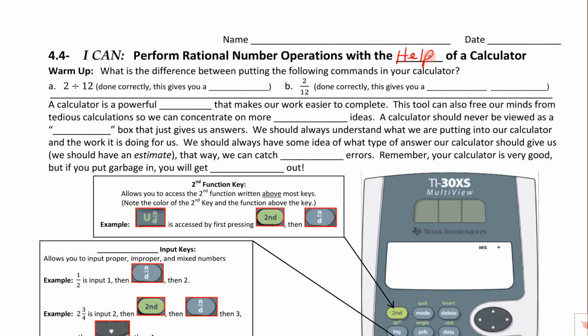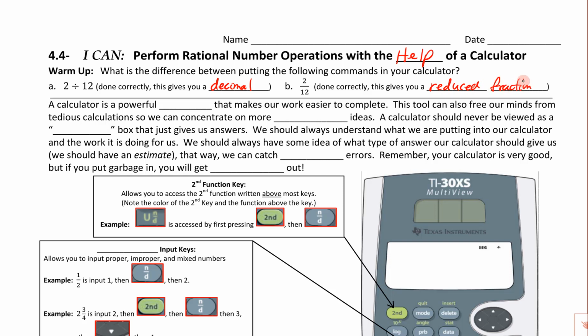In the warm-up it says, what is the difference between putting the following commands into your calculator? This one looks like 2 divided by 12, and this one also looks like 2 divided by 12, maybe a little more in fraction form. The first thing you want to know about a calculator is it makes a difference the way you put things in. If you do this one correctly, 2 divided by 12, it's going to give you a decimal. Let's write decimal right here. And if you do this one correctly, it will give you a reduced fraction, or a simplified fraction as we sometimes call it.